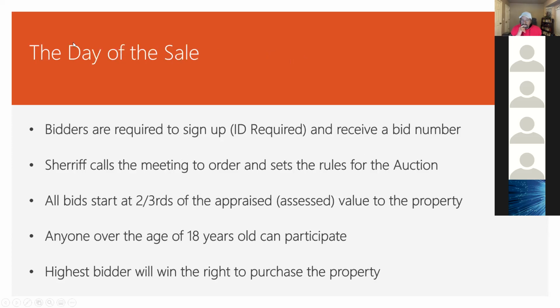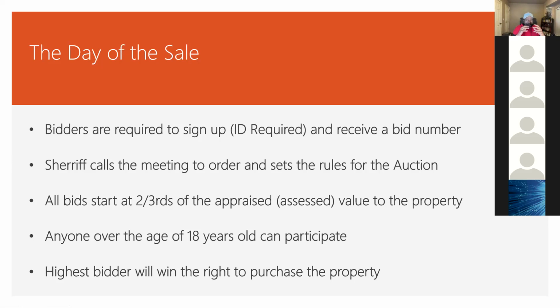You're doing good. Okay, so on the day of the sale, this is what's going to happen. So I'm Mr. Ray. I want to go to the Oklahoma County sale. This is what I've got to be prepared for. Number one, as a bidder, I'm required to give my ID and I'm going to receive a bid number, right? That's going to be my number. I'm going to hold up and say, I'll bid so-and-so on this property. And we'll talk about how that goes later.